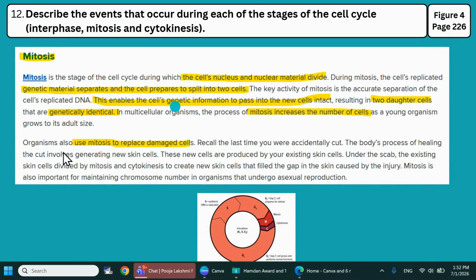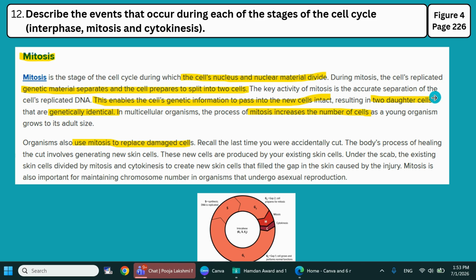Then what happens in mitosis? This phase here, M, is the stage of the cell cycle in which the cell's nucleus and nuclear material divide. The DNA is already copied. Now the nucleus is going to divide. The replicated genetic material will separate and the cell prepares to split into two cells. This is mitosis. In mitosis, only two cells will be formed.